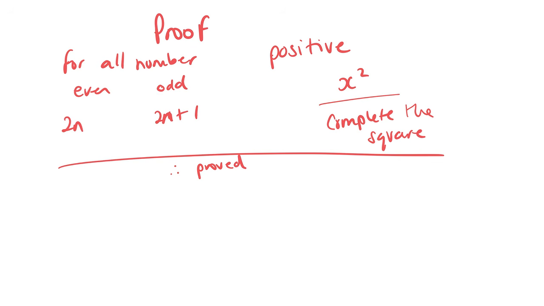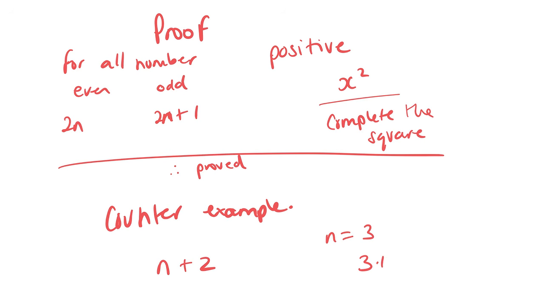The last thing as well about proof is sometimes it will ask you for a counter example. It literally means find an example where it doesn't work. For example, n plus 2 is always even, okay? Well, if n is 3, 3 plus 2 is 5, which is odd. That is a counter example. Literally just substitute in a number.